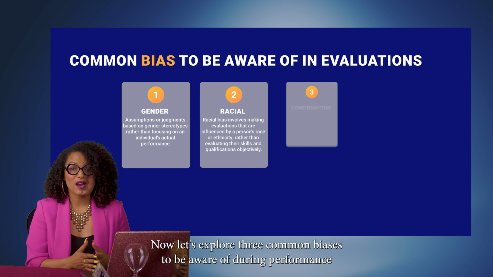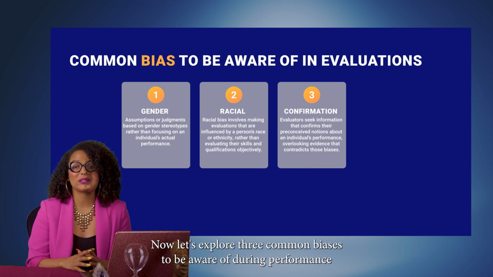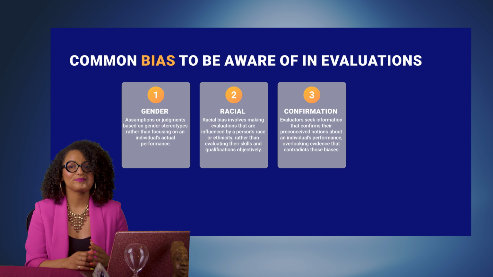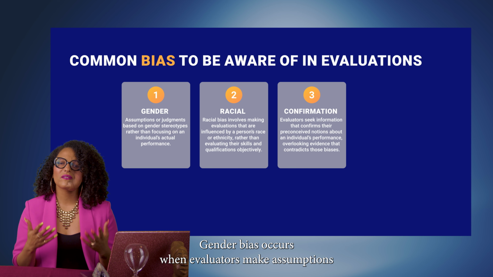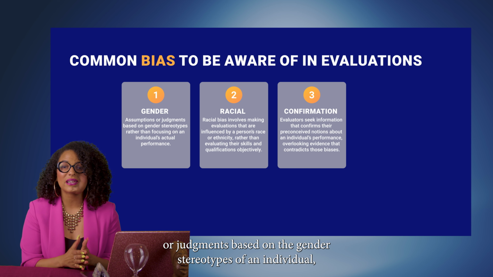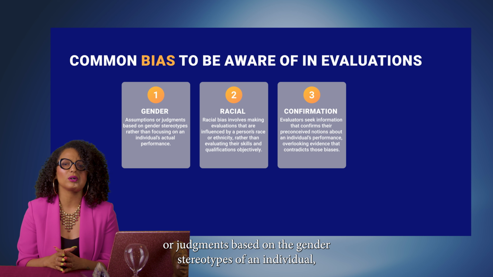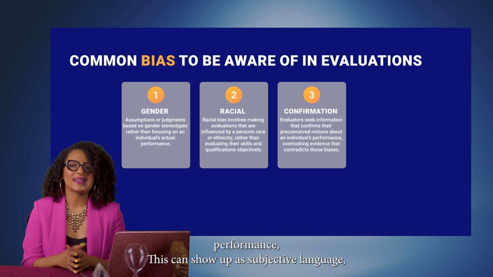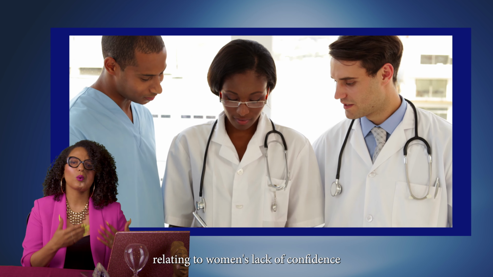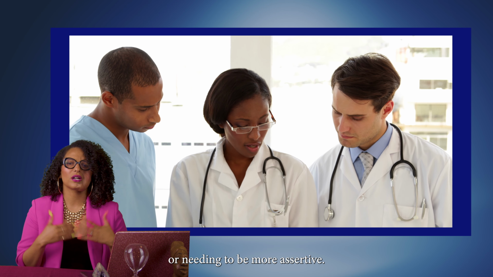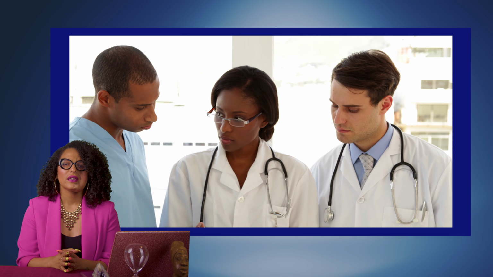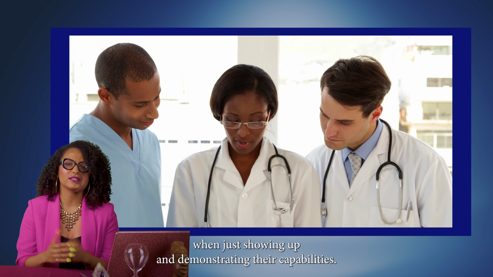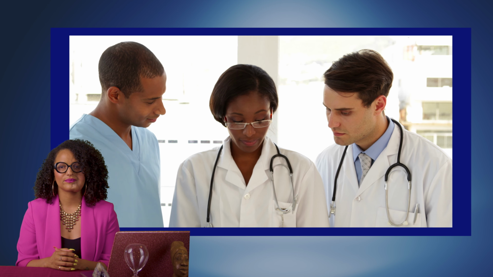Now let's explore 3 common biases to be aware of during performance evaluations: gender bias, racial bias, and confirmation bias. Gender bias occurs when evaluators make assumptions or judgments based on the gender stereotypes of an individual rather than focusing on that individual's actual performance. This can show up as subjective language relating to women's lack of confidence or needing to be more assertive, in contrast to men's assumption of being assertive when just showing up and demonstrating their capabilities.